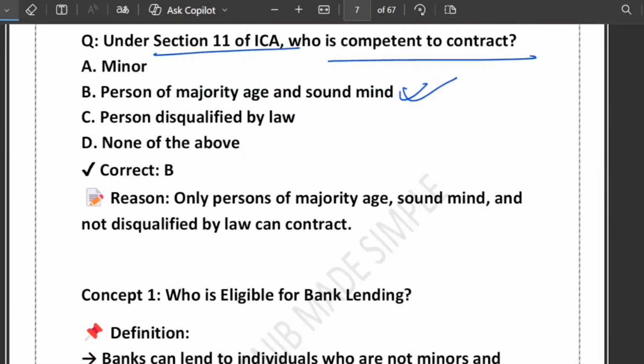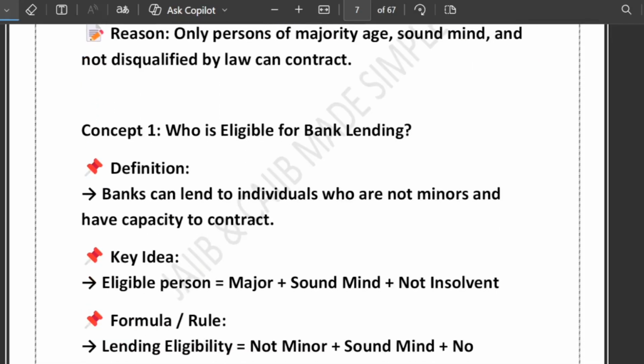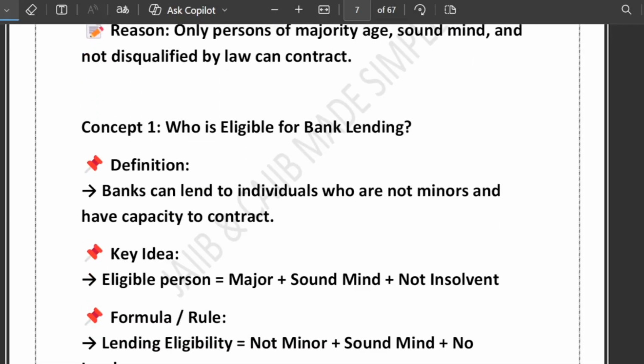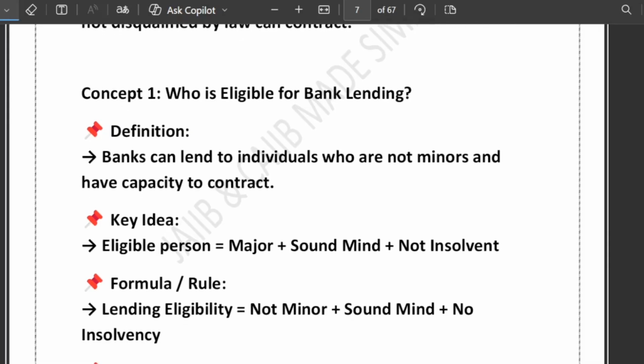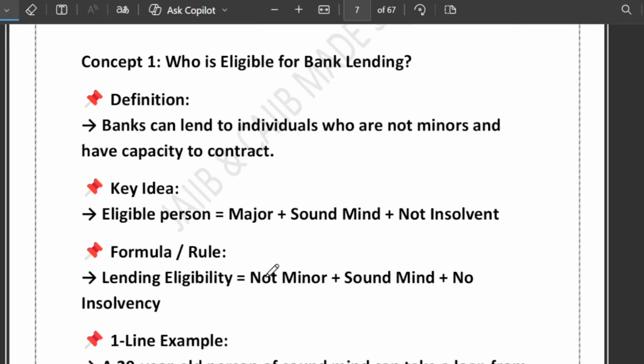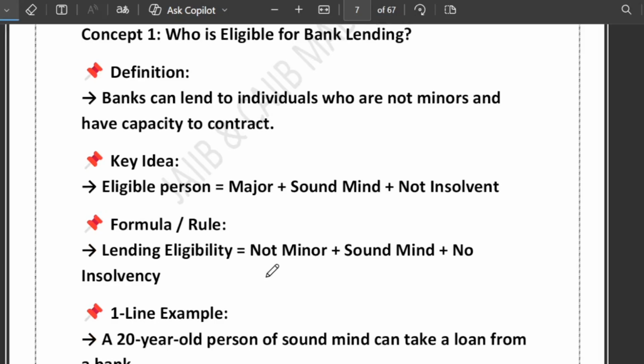Now let's move forward and see the next concept that we have. Who is eligible for bank lending? Now friends, ever wondered who a bank can legally lend money to? So we will decode lending eligibility and the age of majority under Indian law. Stick around. So the first thing is that a bank can lend to individuals who are not minors and who have the capacity to contract.